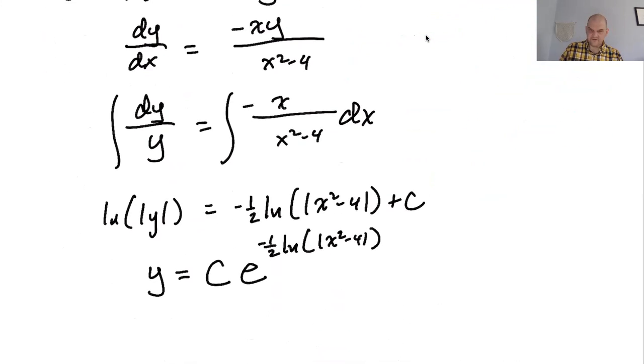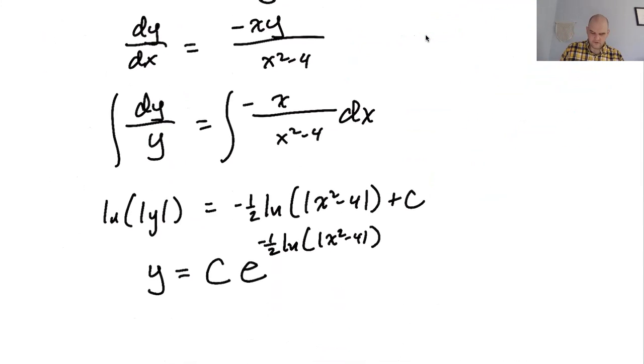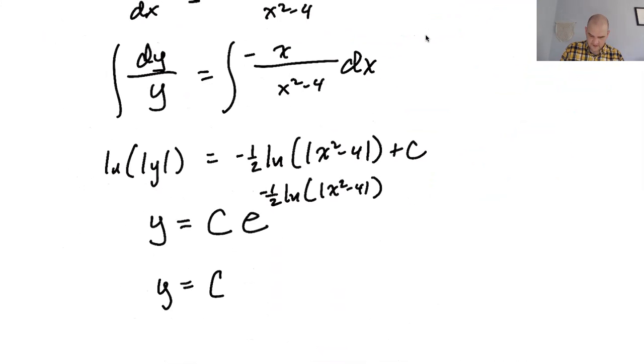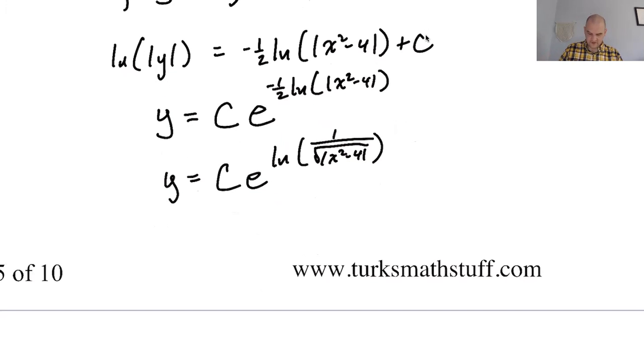So I'm going to take the negative 1/2 and bring it up as the exponent. So it'll be y equals ce to the natural log of 1 over the square root of the absolute value of x squared minus 4. Okay, so we got that. And then e to the natural log of blah, so I have y equals c times 1 over the square root of the absolute value of x squared minus 4.